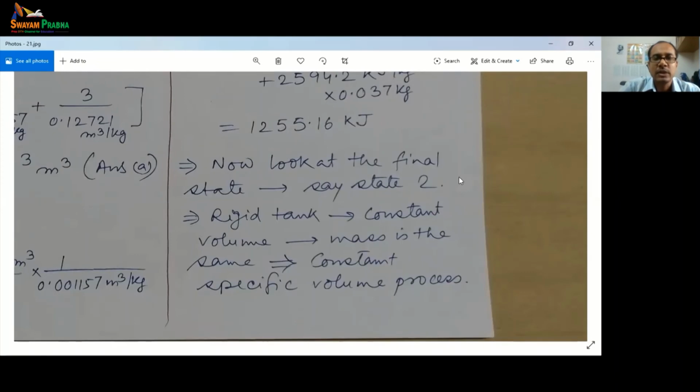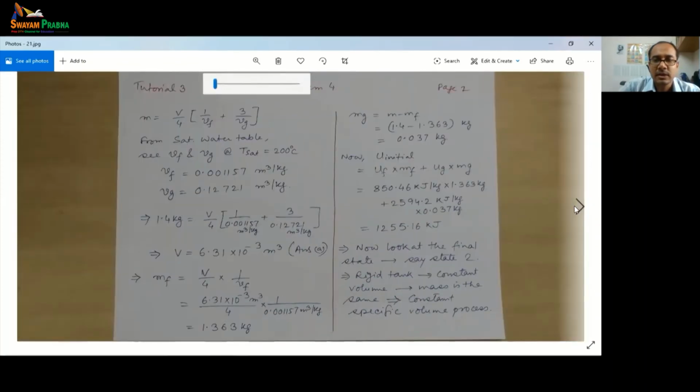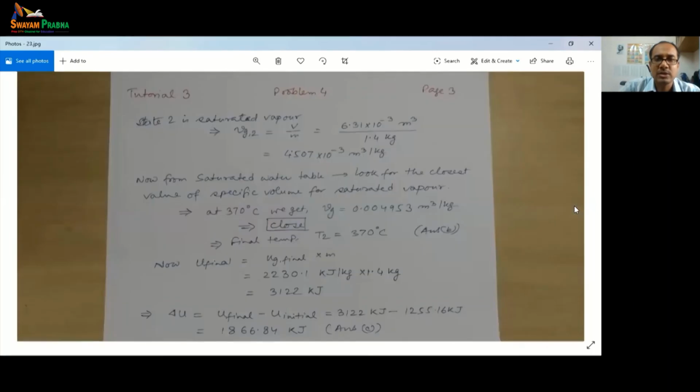Okay, so the initial condition we now completely know. The next step would be to know what state 2 is. Now heat is added and final state 2 is reached. As this is a rigid tank, constant volume, and mass is also constant, we are following a constant specific volume process. What it means is that specific volume will not change in state 2 either.